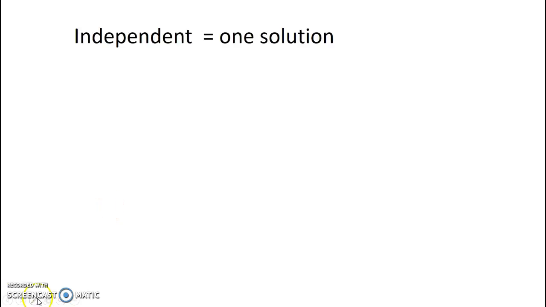Okay, so the second part of this day is going to basically be on some definitions. The first definition we're going to get is something called an independent line, or an independent system. And what an independent system means is it only has one solution. It only has one answer.